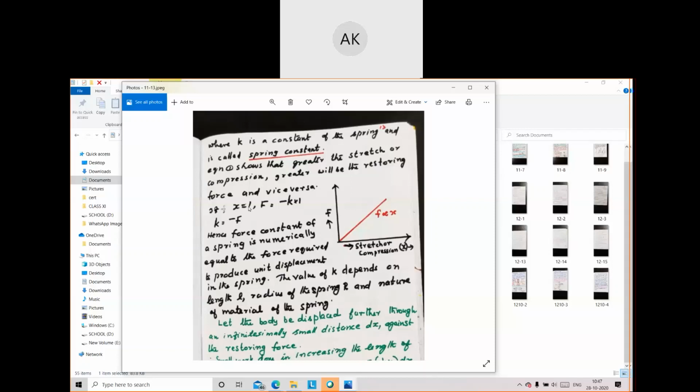When x equal to 1, what do we get? F equal to minus K, or K equal to minus F. So x means stretch or compression. If that stretch or compression is made unity, what is the force required to stretch it? That will be the force constant. So the force constant of a spring is numerically equal to the force required to produce unit displacement in the spring.